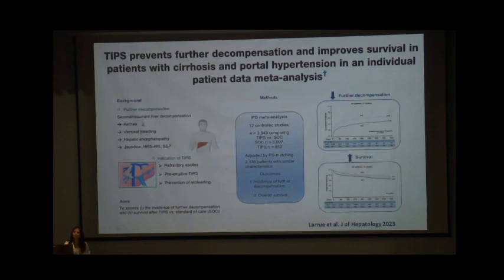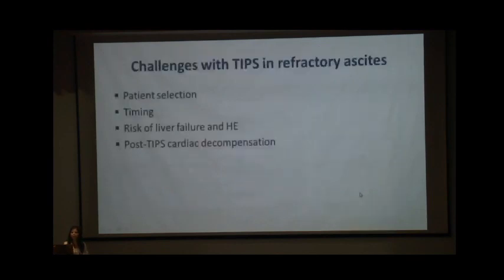TIPS was done for different indications, and refractory ascites was one of them. When they looked at the role of TIPS in preventing further decompensation, which included the development of ascites, variceal bleeding, hepatic encephalopathy, jaundice, and renal dysfunction, it was seen that TIPS was able to reduce all these complications. The further decompensating events were reduced, and this also resulted in improved survival in these patients. So TIPS could be one strategy.